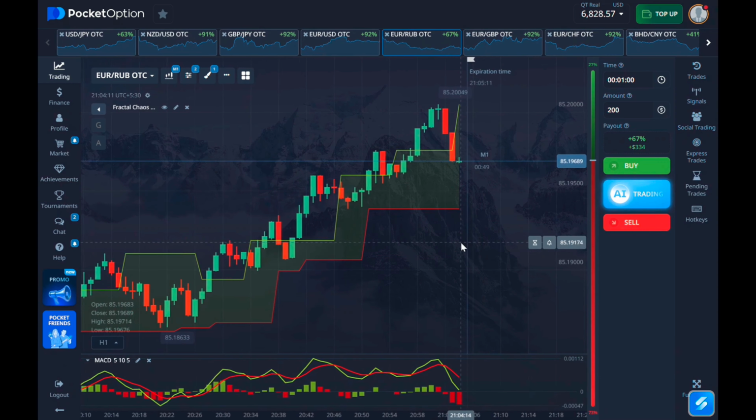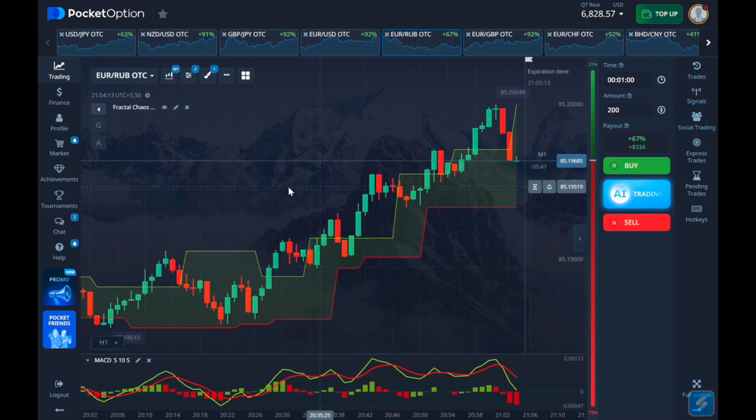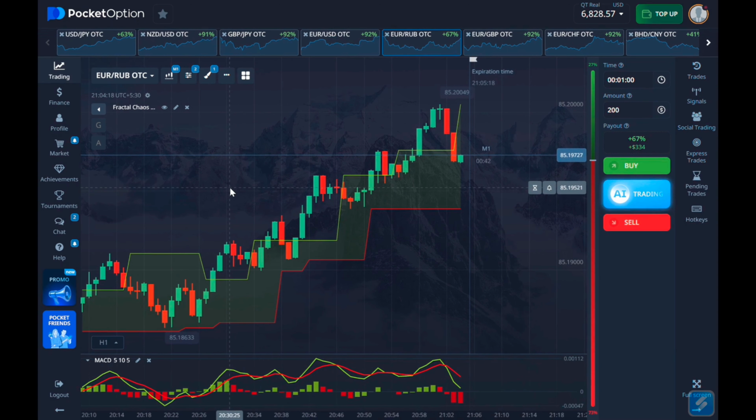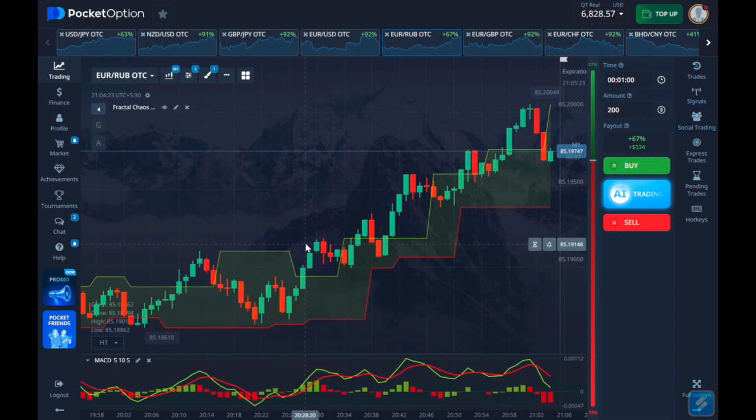I hope you understood these indicators. If you did, first use them on demo, and only after that use them on real trades so you understand them well and then you can make a profit.